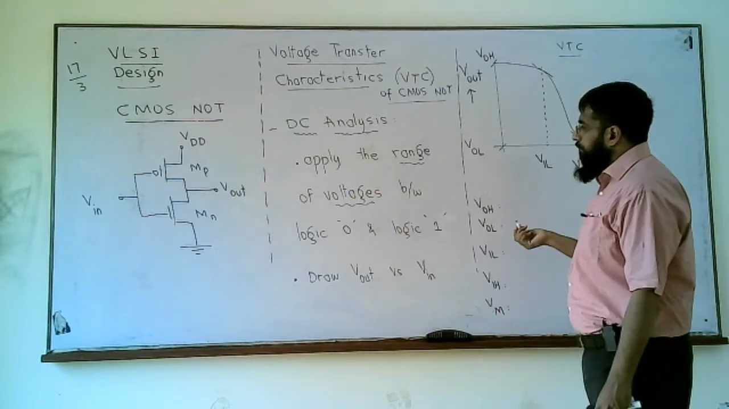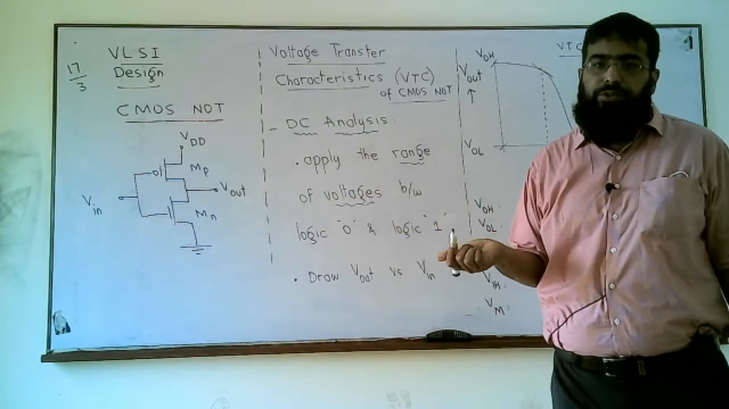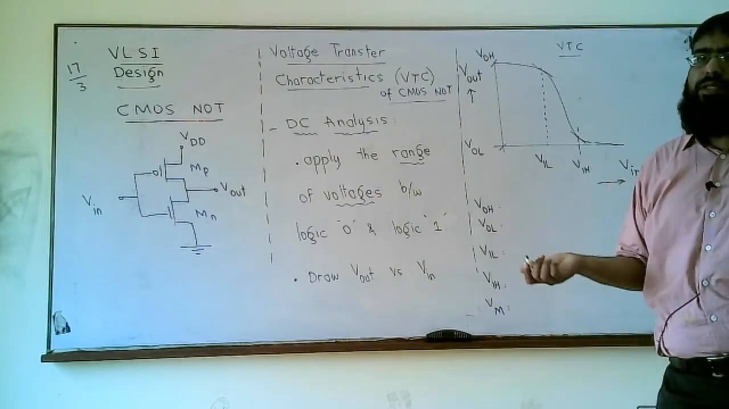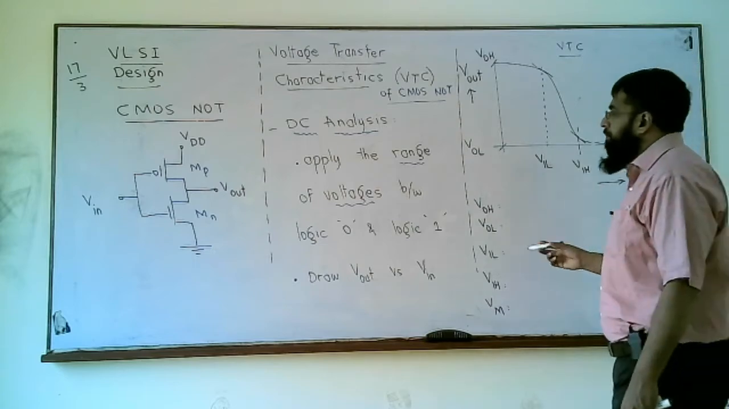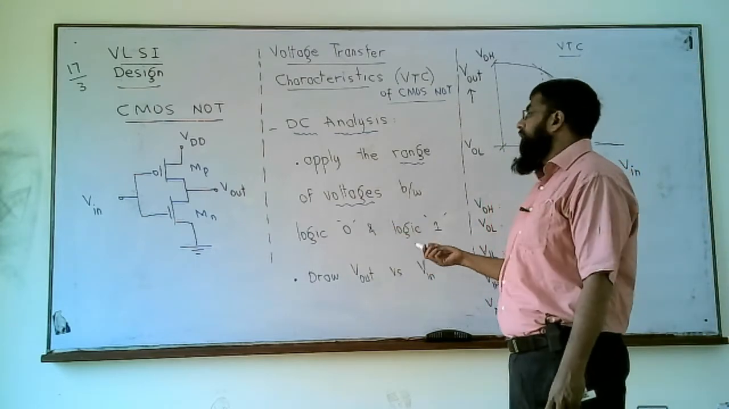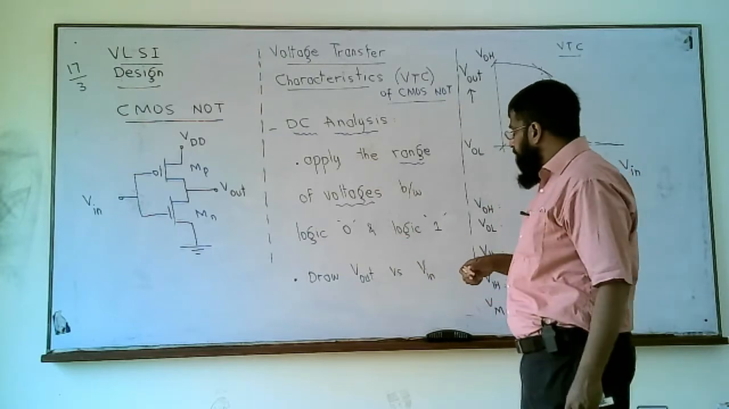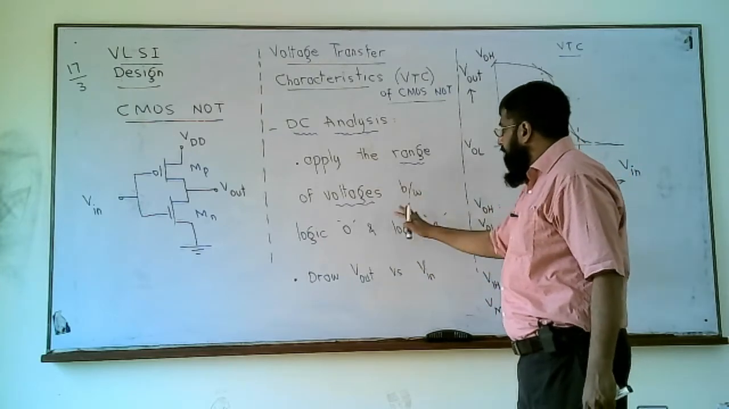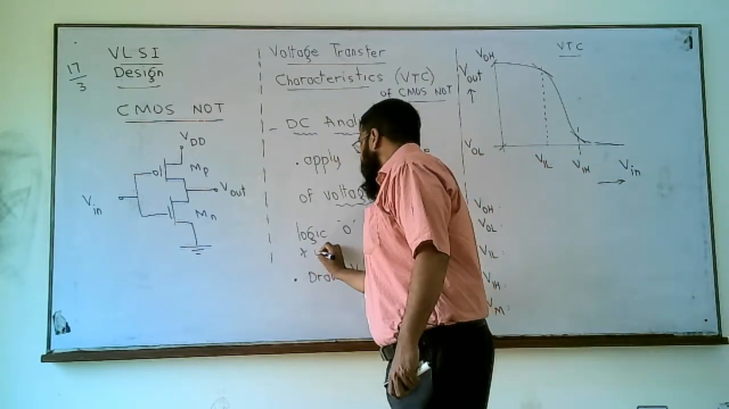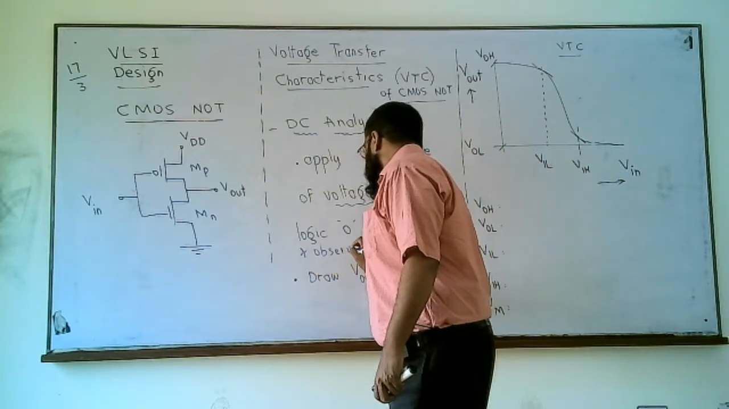So we are working with a system where logic 0 is at 0 volts and logic 1 is VDD. VDD can be 5 volts or even smaller. So we apply all the voltages between 0 and VDD and we check the output, of course. We apply the range of voltages between logic 0 and logic 1 and we observe the output.